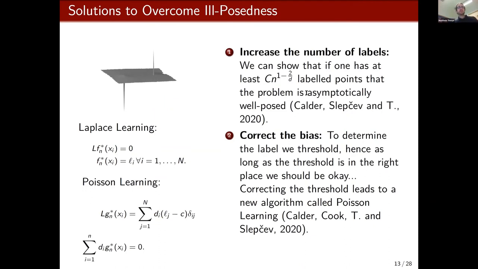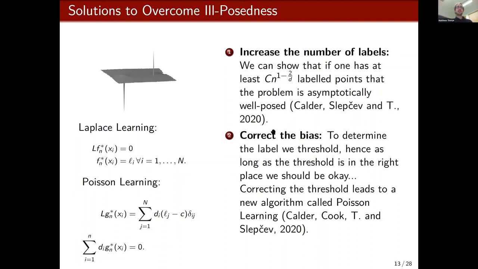Okay, so this is bad. So how do we sort it out? There's kind of two things we can do. One thing is we can increase the number of labels that we have. Everything I showed you before is true when you fix the number of labels but take the number of unlabeled points to infinity. What we can show is that if one has at least this many labels, then you should be in a well-posed regime and you're okay, right? So your labeling function is going to be nice and smooth.